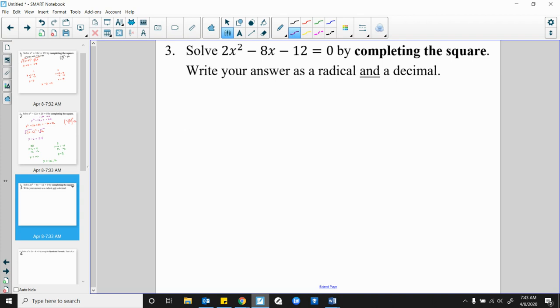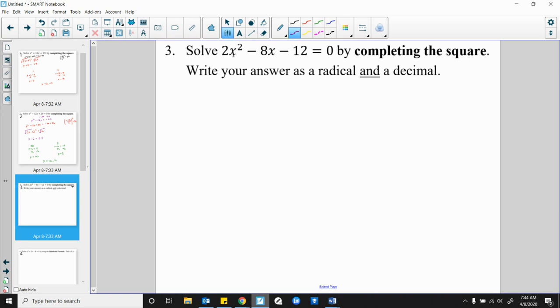In this one, we've got 2x squared minus 8x minus 12. By completing the square, write your answer as a radical and a decimal. If it says that, that means you're not going to get a perfect square underneath the square root sign. So we'll see what happens here.